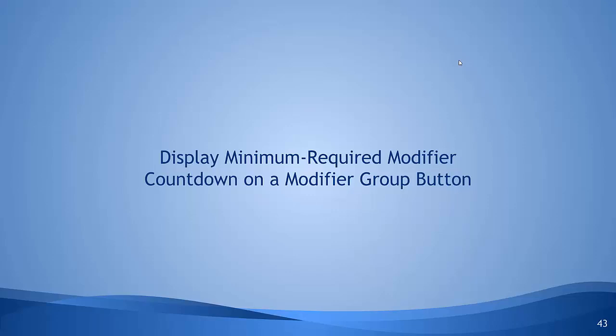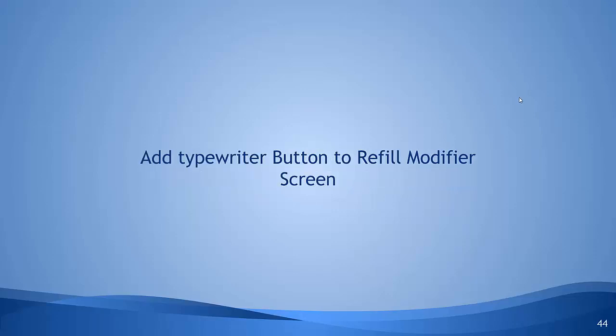Display minimum required modifier countdown on a modifier group button. And that sounds more confusing than it is. This is when I'm talking about 50 wings and we need you to count down applying those sauces. As you're selecting them, it says you have 10 more wings that you have to choose which sauce type they will have. So it's kind of the same as the countdown I was saying with the remaining donuts in a dozen, but now we're using it to count down things that have a required modifier. How many more of those required choices do I have to make?